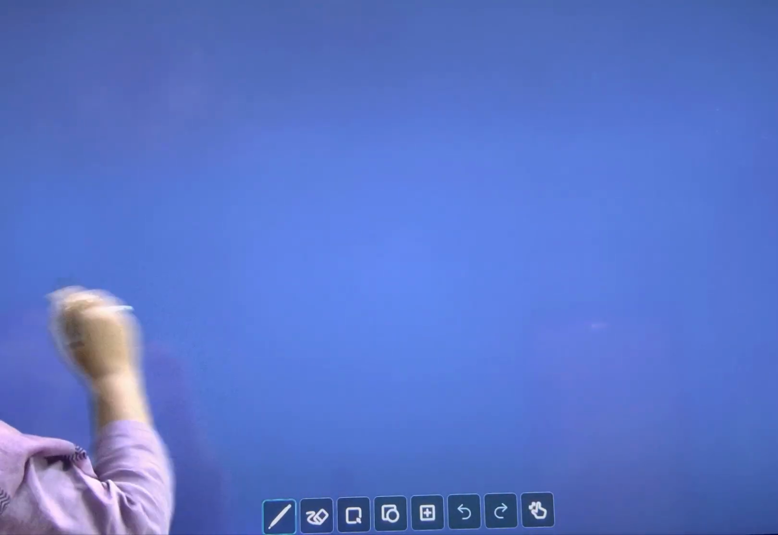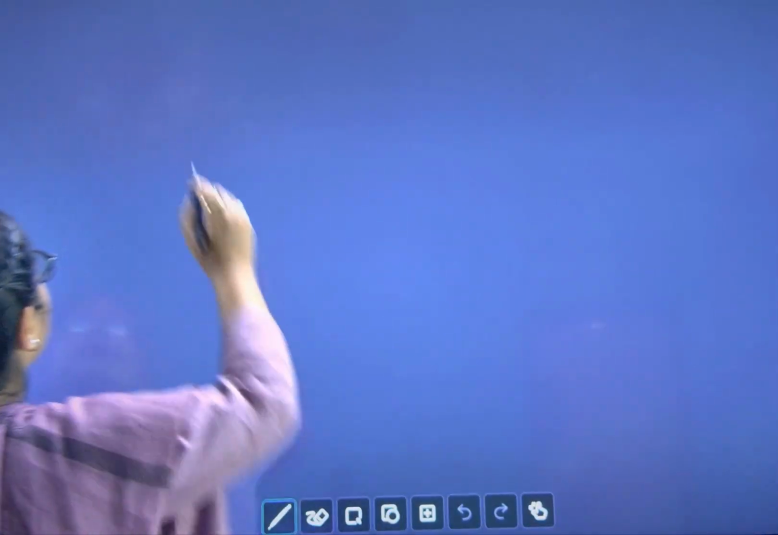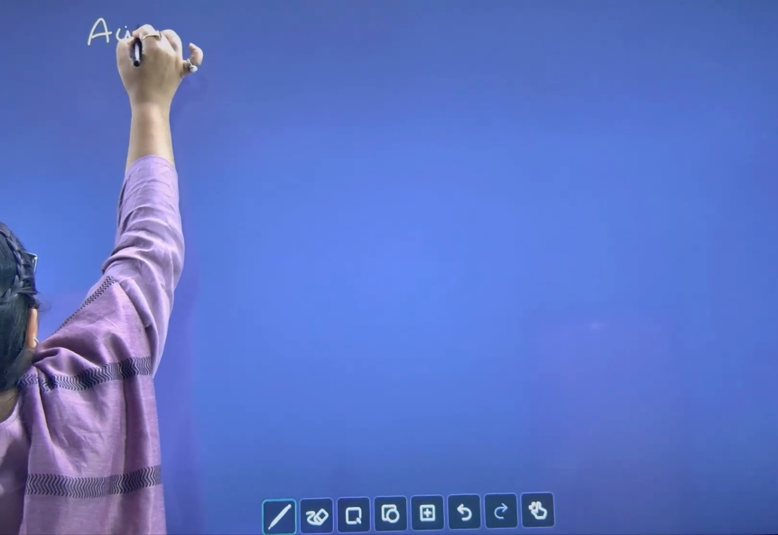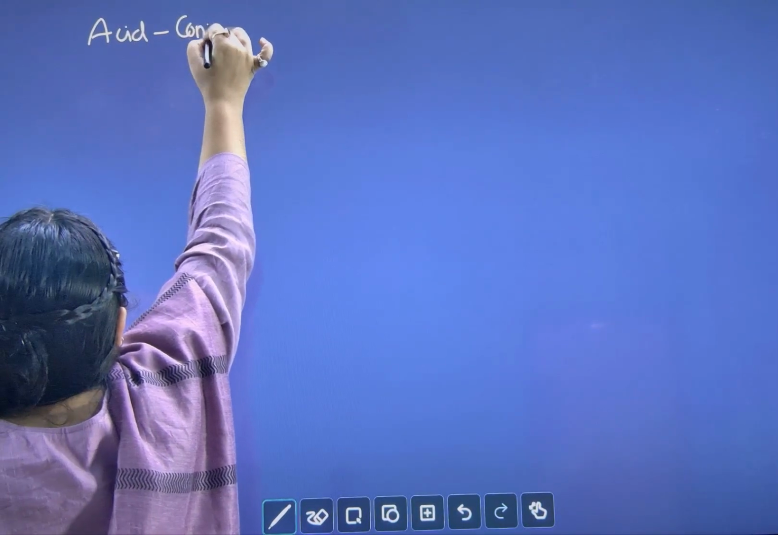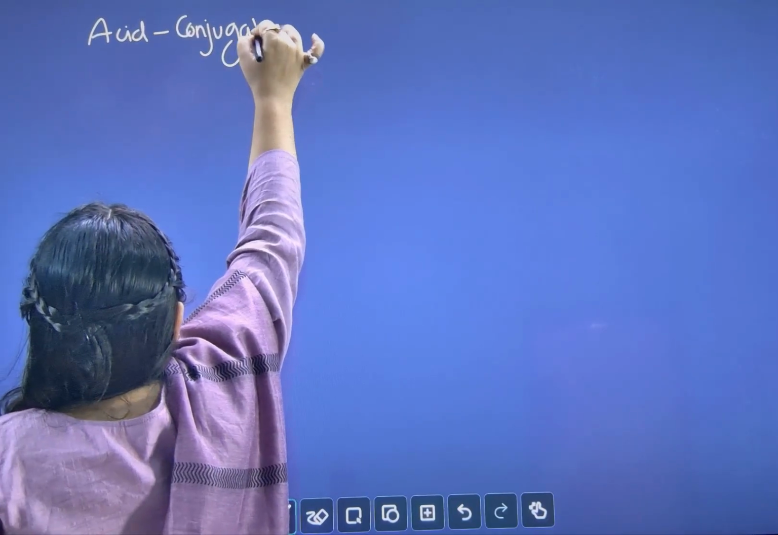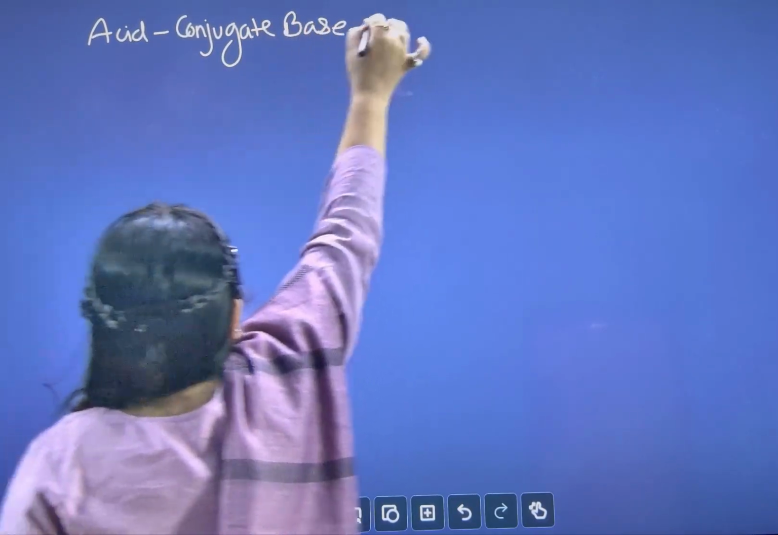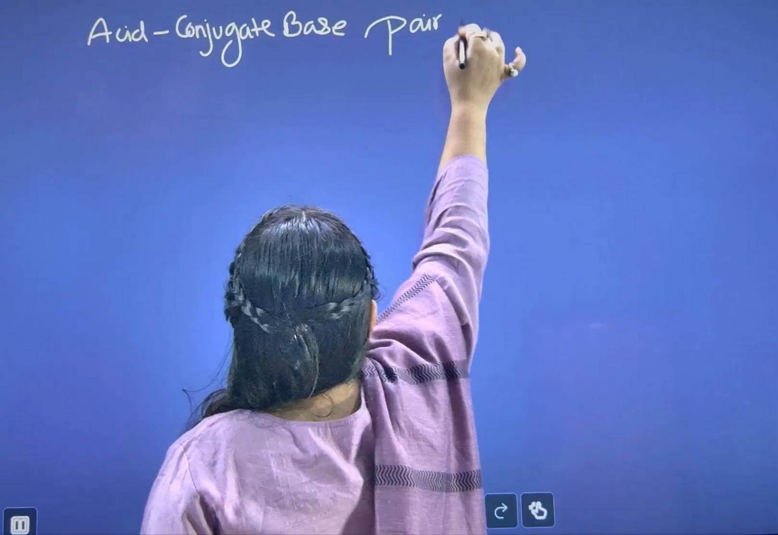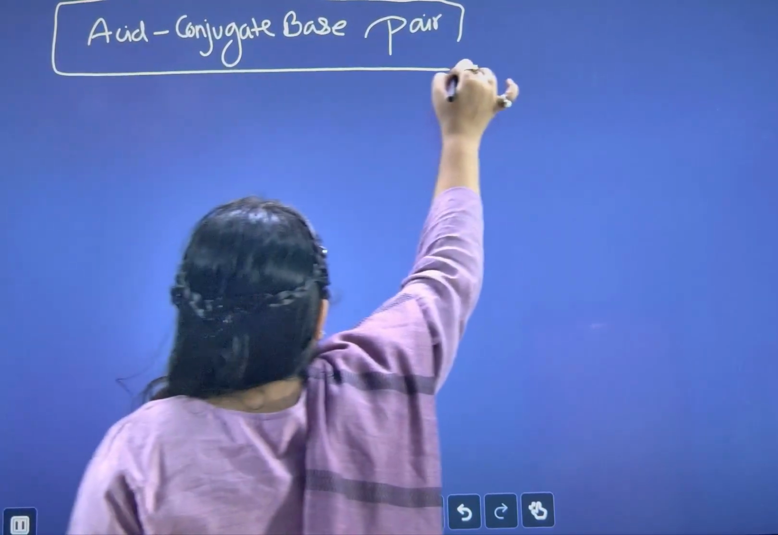Okay, so let us start the next concept. What is that concept? Conjugate acid base pair, conjugate base acid pair. It is clear that from acid we will get conjugate base and from base we will get conjugate acid. So here I am writing acid conjugate base pair.